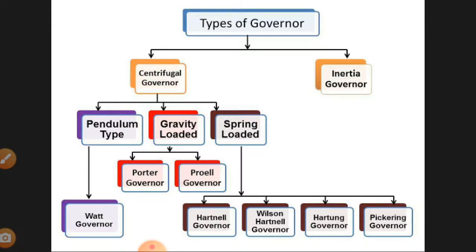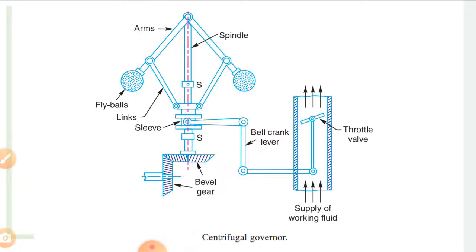Now spring loaded governors are of four types: Hartnell governor, Wilson-Hartnell governor, Hartung governor, and Pickering governor. So these are the types of governor. Now we will see the construction and working of centrifugal governor.